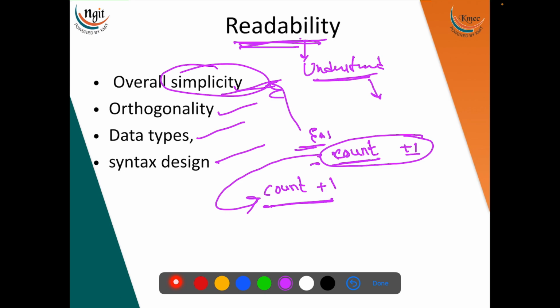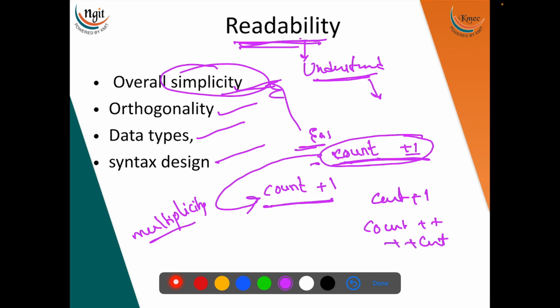And the next is what? You may have the other drawback, which is multiplicity. Simplicity is what? Making the instruction in a simple way to understand. Multiplicity is what? You can do the same thing in multiple ways. That means count plus 1 is right, and count plus plus is right, plus plus count is also right. So all these are called as what? Multiplicity. This is the complicating characteristic of a programming language, which is multiplicity. Having more than one way to accomplish a particular operation.